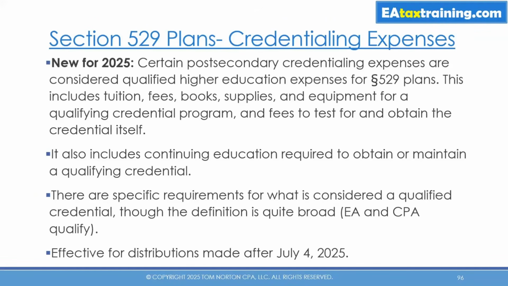There are specific requirements for what is considered a qualified credential, though I will tell you that the definition is quite broad. So it is going to include most of the credentials you can think of, including, by the way, the EA and CPA credentials. So if you are a beneficiary of one of these 529 plans and you've got funds in there, you can use those funds to pay for your fees for taking the EA exam, for preparing for the EA exam, for continuing education for the EA credential. Again, though, this is effective only for distributions made after July 4th of 2025.